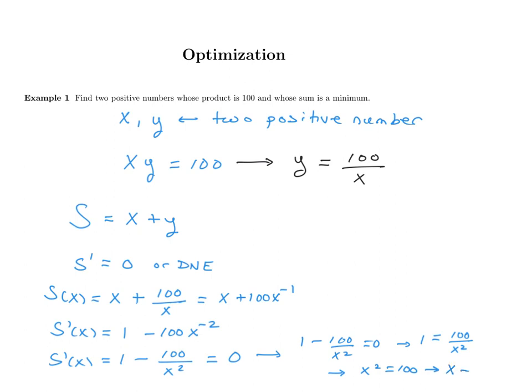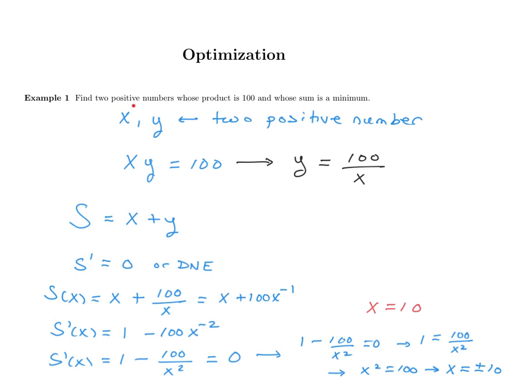Which is x is equal to plus or minus 10. So what we did here was we had the derivative. It was this. I set it equal to 0 here, added this to the other side, cross multiplied the x, took the square root, and there were two numbers. There's two critical numbers, 10 and negative 10. Since, again, we're only looking for positive numbers, the only one that makes sense is x is equal to 10.